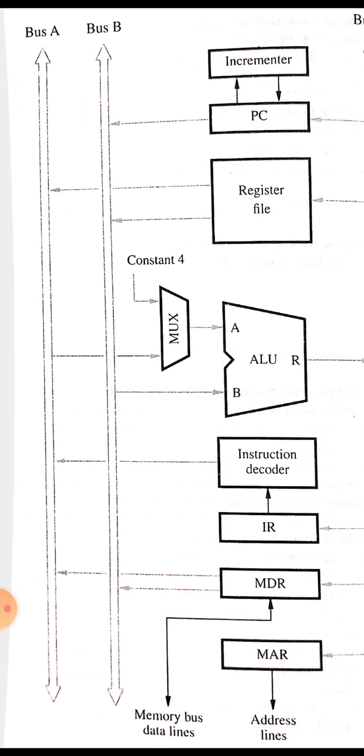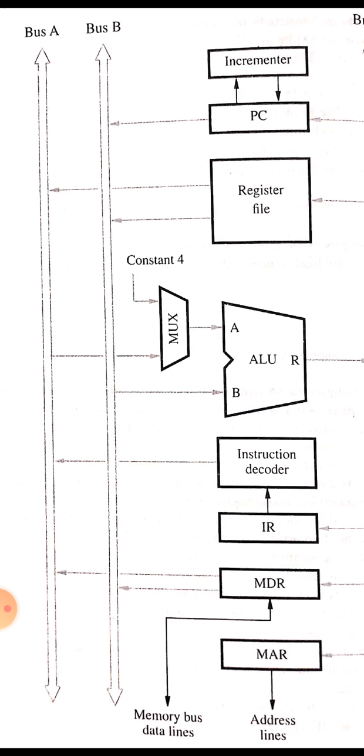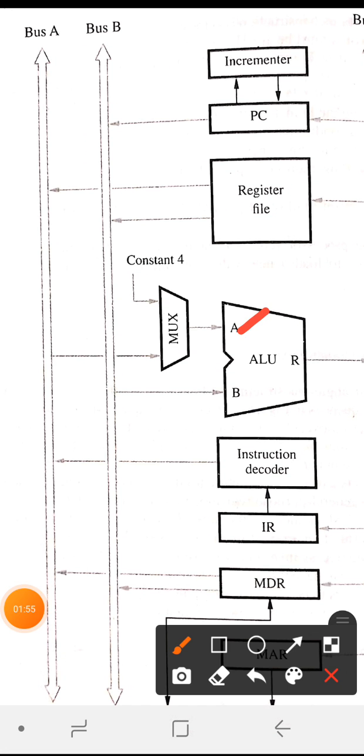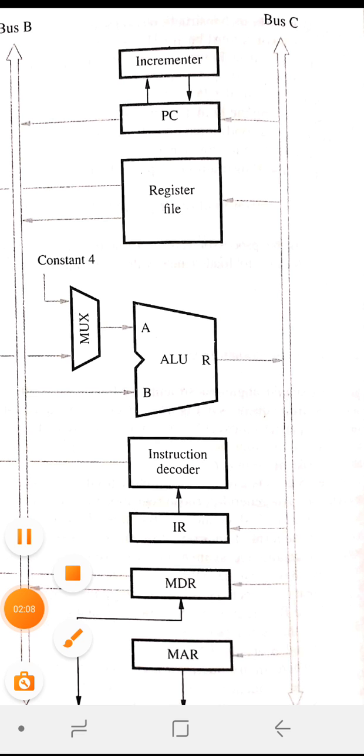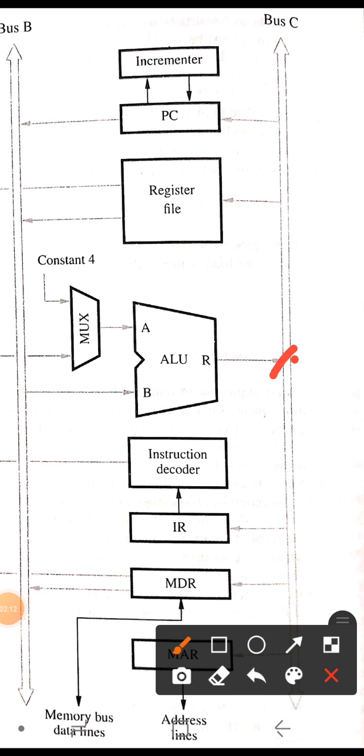Here, buses A and B are used to transfer the source operands to the A and B inputs of the ALU. These inputs from buses A and B feed the ALU, where you can perform your arithmetic and logical operations. The result can then be transferred to the destination over bus C.